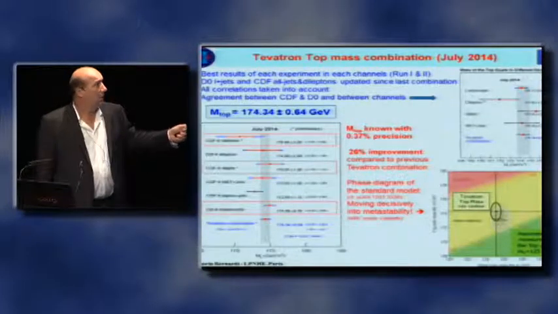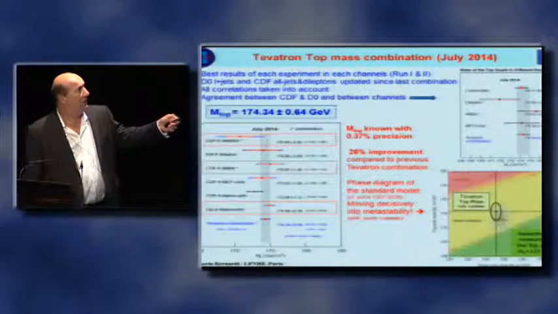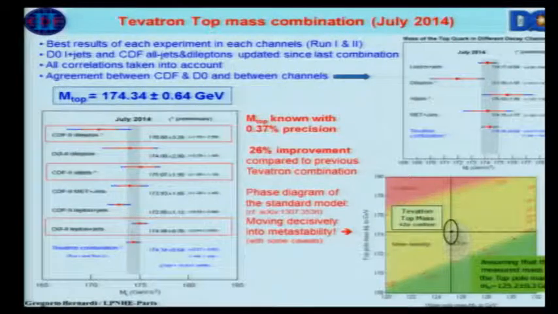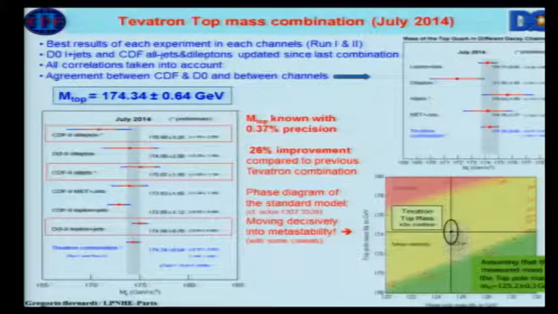This is the new Tevatron top mass combination released today for the conference. We have put the best results of each experiment in each channel, run 1 and run 2. So we have the new lepton plus jets and these 2 CDF measurements, as we just said. All correlations are taken into account. Here you can see the agreement across channels. You see that indeed no outliers are there. Here it was by decay channel. Here is really by channel by experiment.